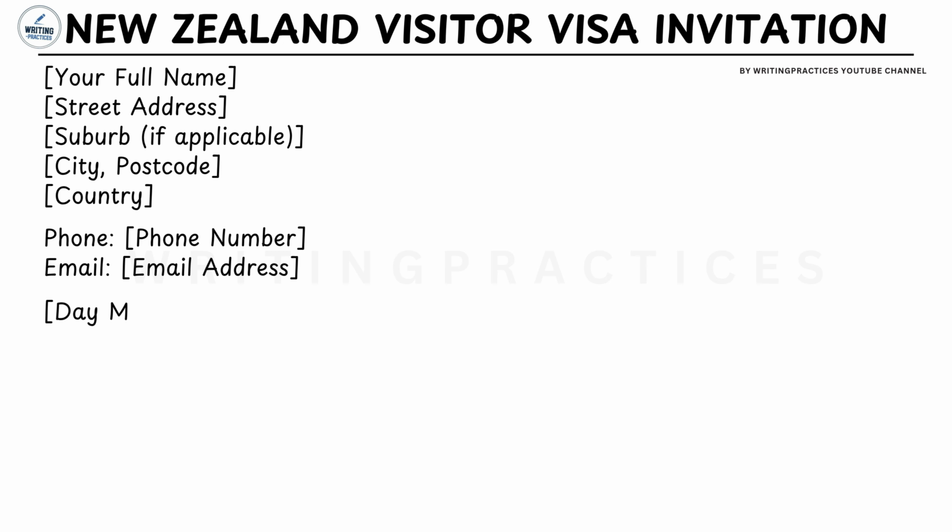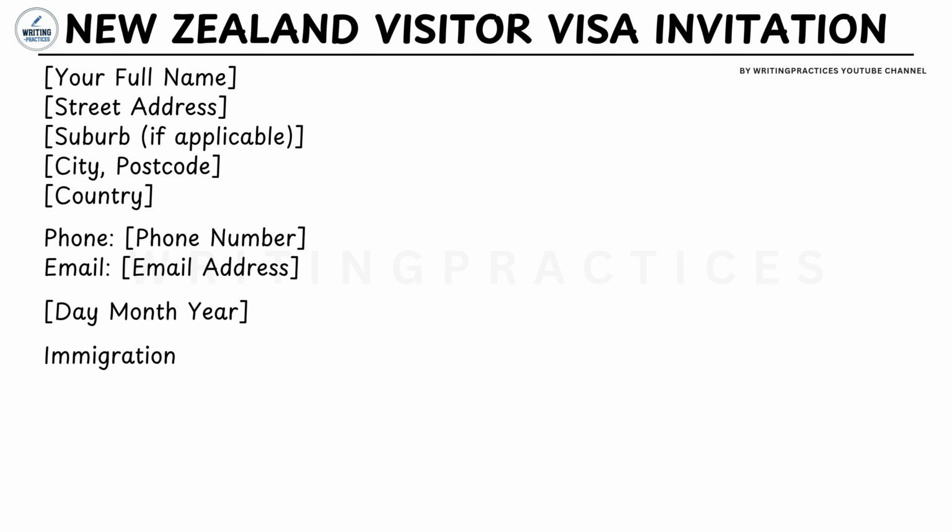Date. After your personal information, write the date. Example, May 15, 2026. The date should reflect when the application letter is prepared. This ensures your document is current and aligned with your visa application timeline.